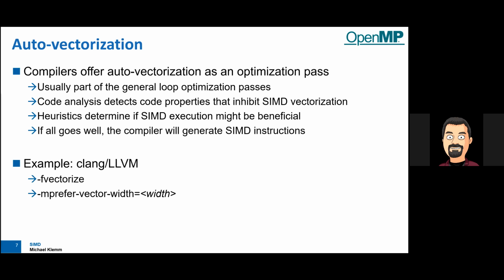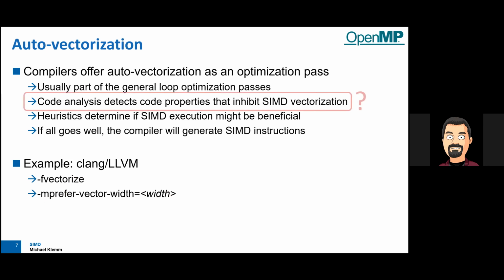Here, if you look at Clang LLVM, the typical switch is -fvectorize, and then there's another one, -mprefer-vector-width, where you can specify your preferred vector width for a particular compilation unit. So for instance, if you go back to my earlier slides, if you figure out that AVX is the proper thing to use for your code, then you can put in the right width, like 256, to tell Clang to emit those vector instructions instead of the longer or shorter ones.